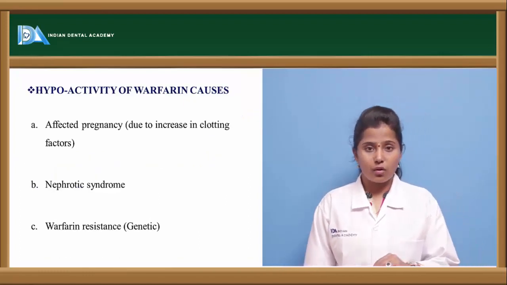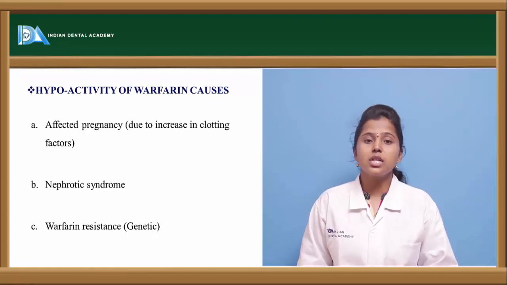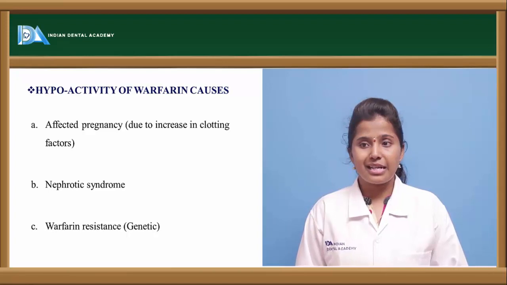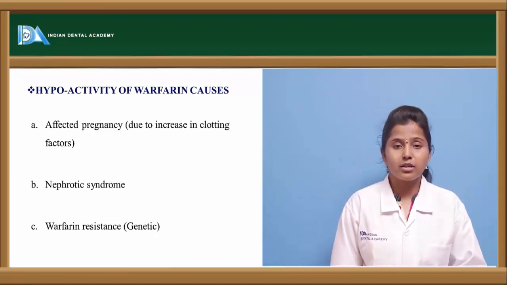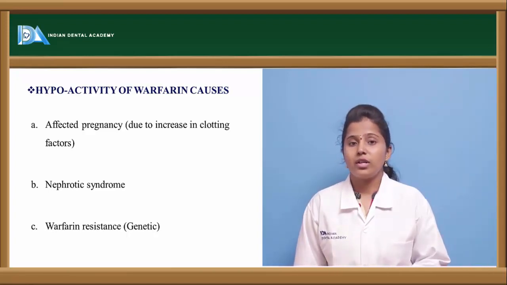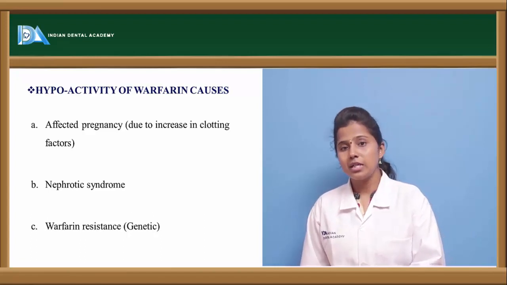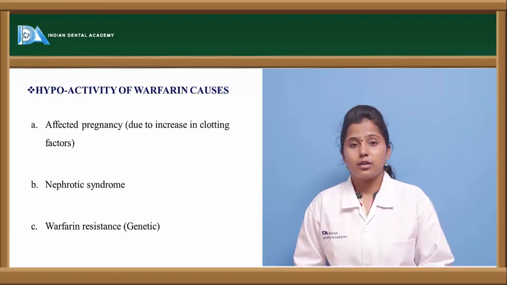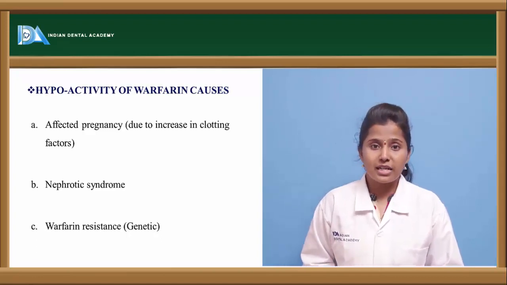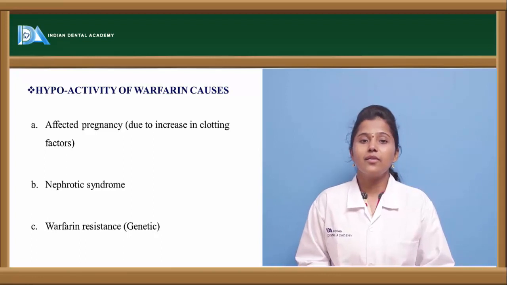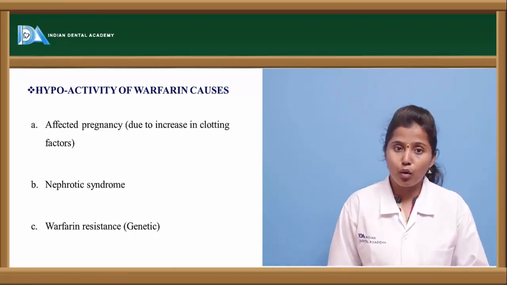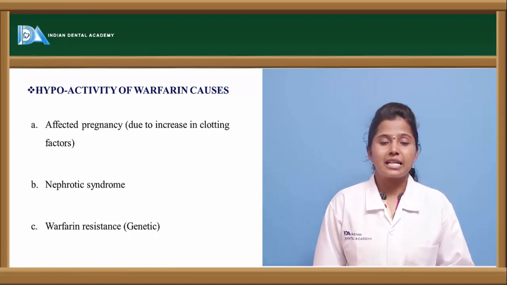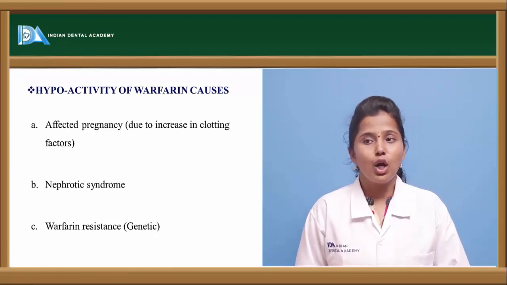Hypoactivity of warfarin: if warfarin is given in low doses, what effects can it show? It is usually affected in pregnancy due to an increase in the clotting factors. So when low doses of warfarin are given in pregnancy, there will be a decrease in the release of the clotting factors. Proper clotting may not take place where necessary if it is given in low doses, and nephrotic syndrome can be observed, and warfarin resistance can be seen if it is given in low doses.